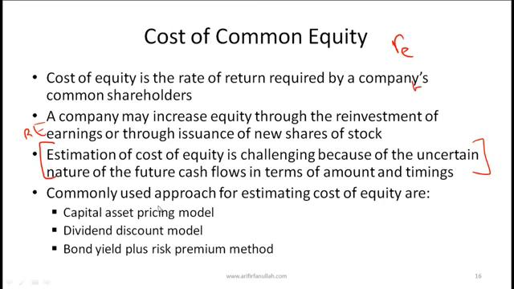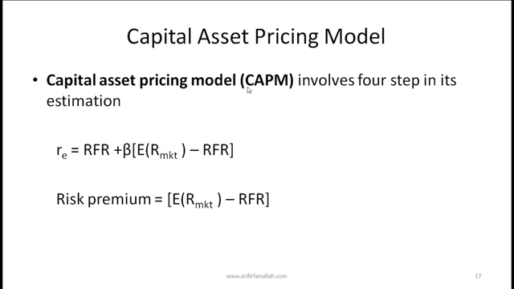Now, how do we calculate RE? There are 3 methods. Number 1, CAPM, capital asset pricing model. The next one is the dividend discount model. And the third is the bond yield plus risk premium method. You need to know all 3 very well, so let's get into it. One of the most important formulas in finance is given right here, and this is your capital asset pricing model. So essentially the 4 steps here are as follows.